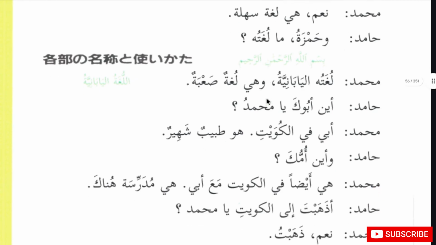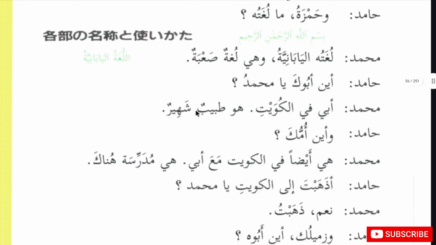Wa hamzatu ma lugatuhu. And Hamza, what is his language? Lugatuhu, his language. The ha makes it his. Lugatu, and the tanween is dropped because it's definite now. We know which language we're talking about. Lugatuhu al-Yabaniya. His language is Japanese. وهي لغة صعبة. And it is a hard, difficult language.